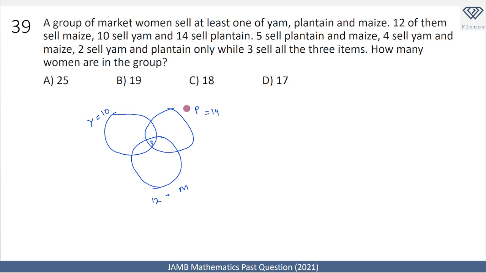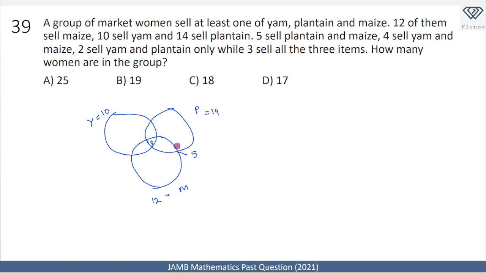So where is plantain and maize? This is plantain and maize. This line over here is plantain and maize, and I'm told that this is 5. Let me just draw this line here. 5. So 5 of them sell plantain and maize.